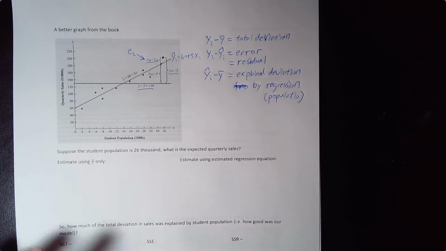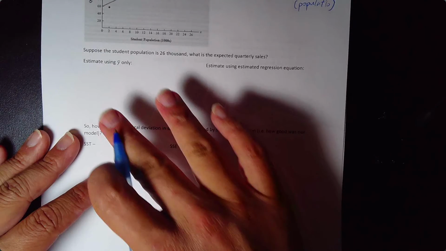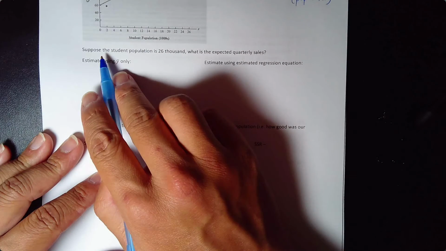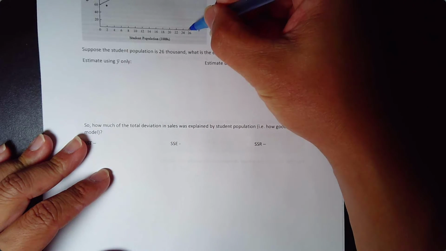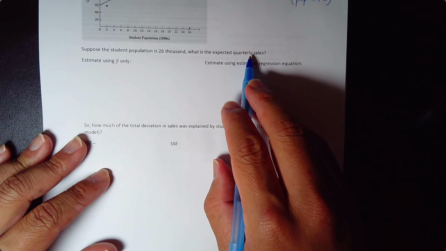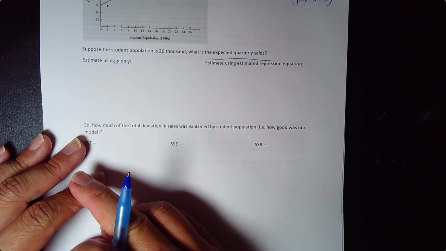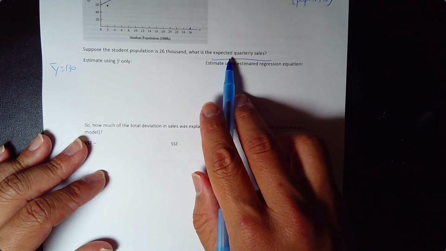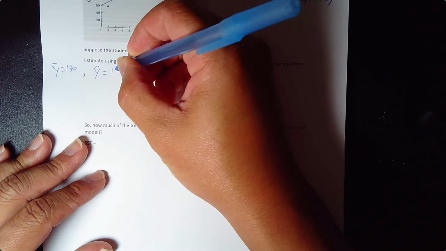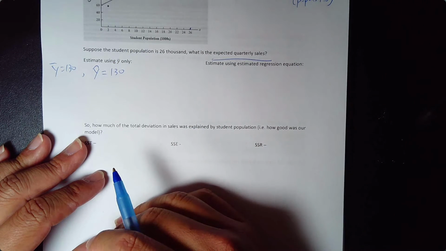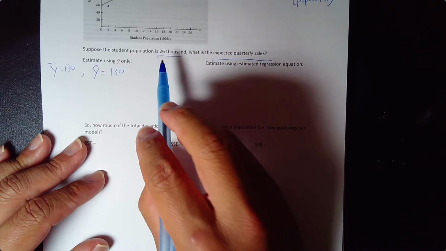Okay, let me illustrate how much better we did. Suppose that the student population is 26,000. What is the expected quarterly sale? So now we can use our model to try to estimate this. If I'm using y bar only, remember, y bar equals 130. And if I want to use y bar to make this prediction, then the best I can do, y hat, is simply 130. I have no other piece of information. I can't utilize this because this is not in my model yet. So my y hat is 130.